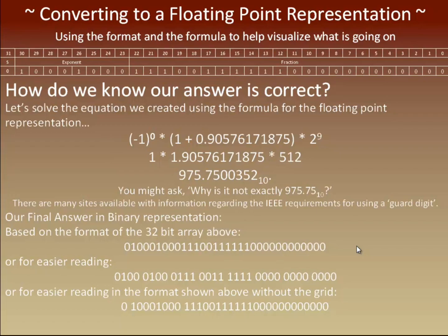Now you may say, oh my gosh, there's 0.0000352 additional to that. Since we're calculating by hand, we might come up with a tiny bit of a difference compared to if we were running this on a computer, where IEEE requires a guard digit to help make numbers more precise. And that is for another video maybe. There are many websites about this online if you want to investigate it further.